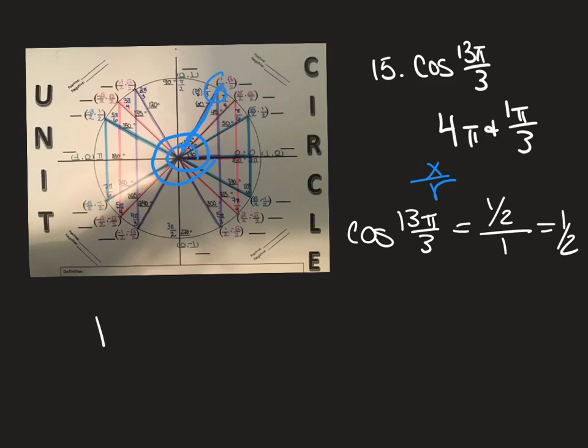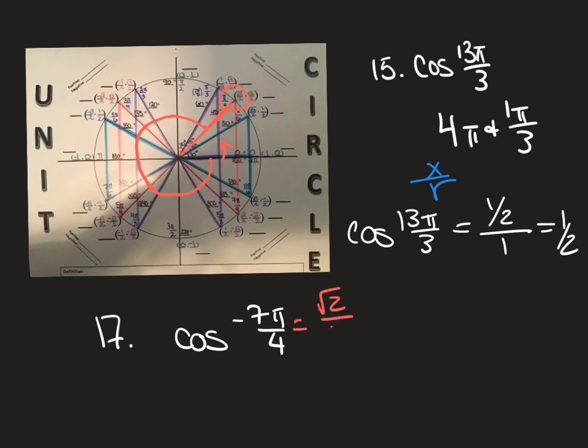Let's try number 17. Number 17 says cosine of negative 7 pi over 4. So I'm going to erase my color really quick. Instead of going here, moving up, we have to go backwards. We're going to go by quarters. So 1/4, 2/4, 3/4, 4/4, 5/4, 6/4, negative 7 quarters, negative 7 pi over 4s. Right here, cosine is the x piece. So this is going to equal root 2 over 2 over 1, which is just root 2 over 2.